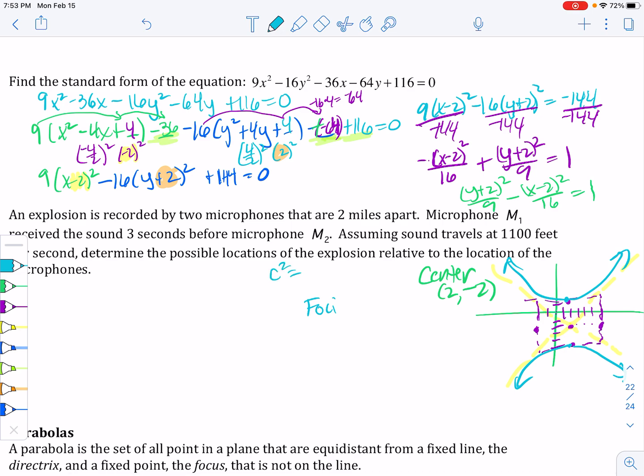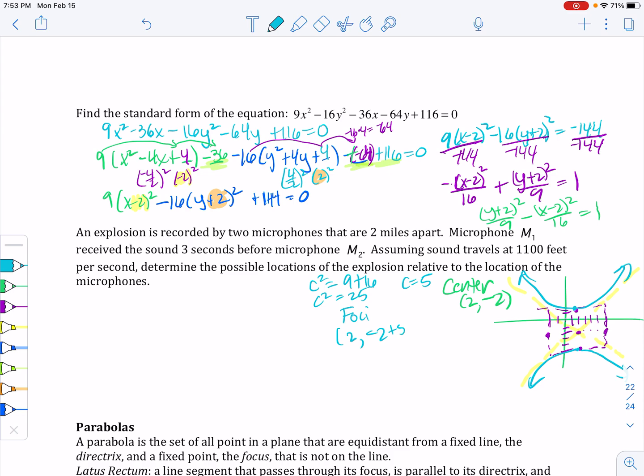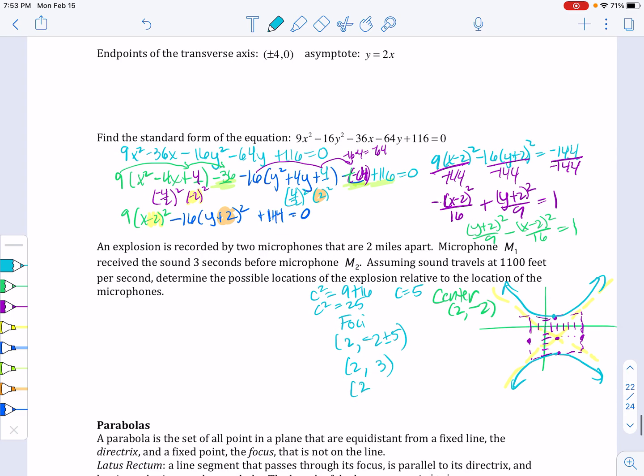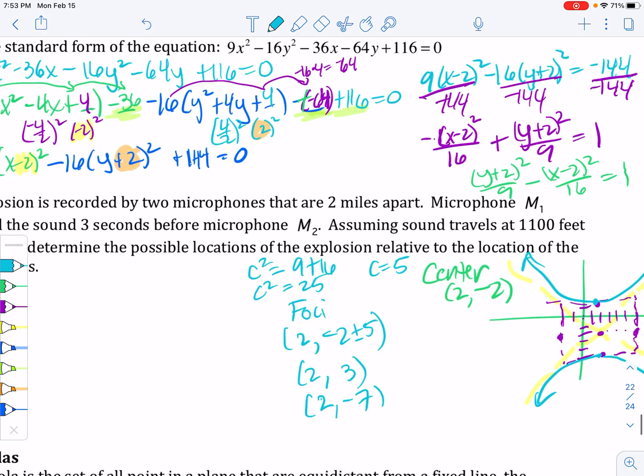So our c squared is a squared plus b squared, so our 9 plus 16. So then that gives us 25 is c squared, so then our c is 5. So from the center, I'm going to go up and down by 5. So then since our center is at 2, negative 2, since we're going up and down, I'm only going to change the y value. So I'm going to do negative 2 plus 5 and negative 2 minus 5. So we can simplify those. So negative 2 plus 5 gives us 3, and negative 2 minus 5 gives us negative 7. So then our foci are at (2, 3) and (2, negative 7).